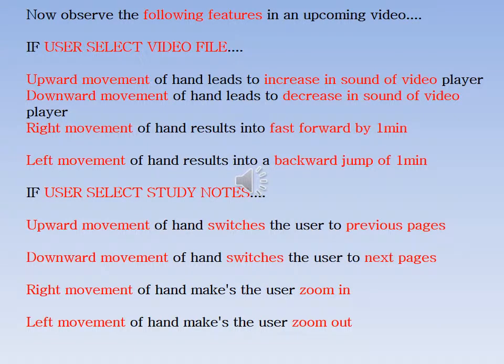If the user selects a video file, upward movement of the hand increases the sound of the video player. Downward movement decreases the sound. Right movement of the hand results in a fast forward by 1 minute. Left movement results in a backward jump of 1 minute. If the user selects study notes, upward movement of the hand switches to previous pages. Downward movement switches to next pages. Right movement makes the user zoom in. Left movement makes the user zoom out.